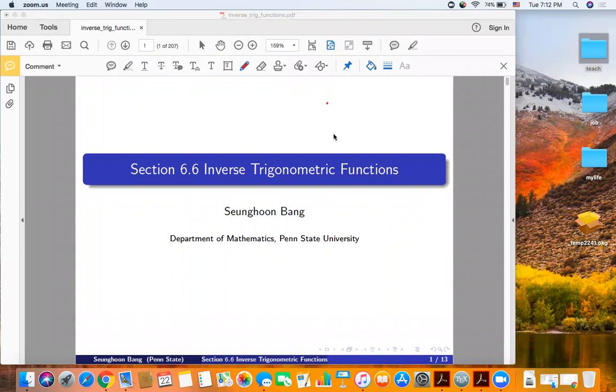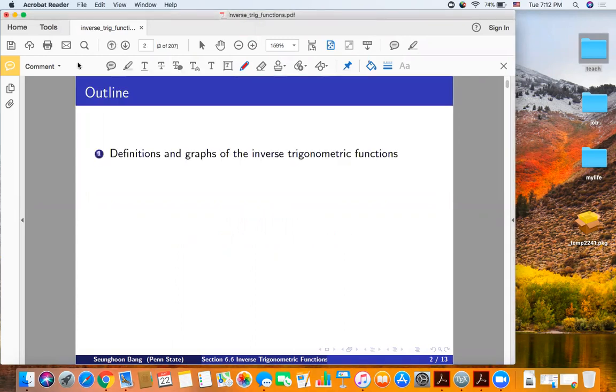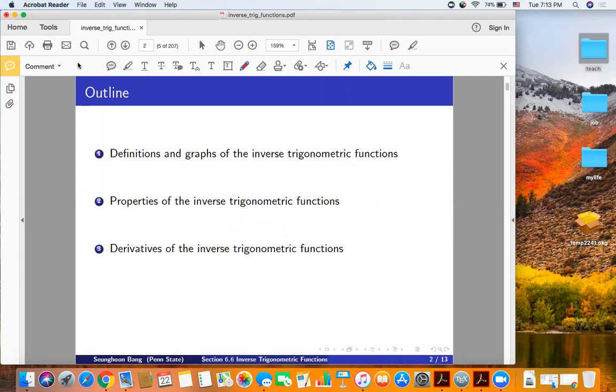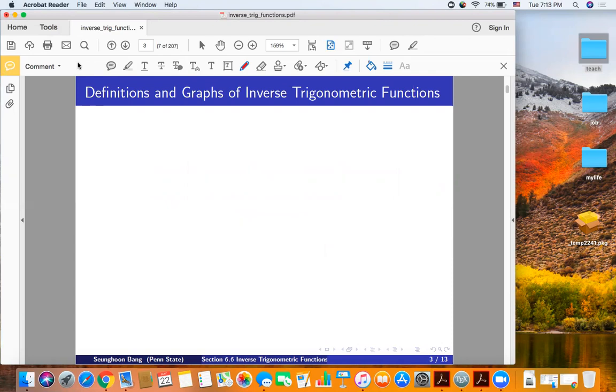Okay, today I'm going to talk about section 6.6, the inverse trigonometric functions. This is the outline. First, definitions and graphs of the inverse trigonometric functions. Then properties of the inverse trigonometric functions, then derivatives of the inverse trigonometric functions, and finally integrals for the inverse trigonometric functions. This is the definition.